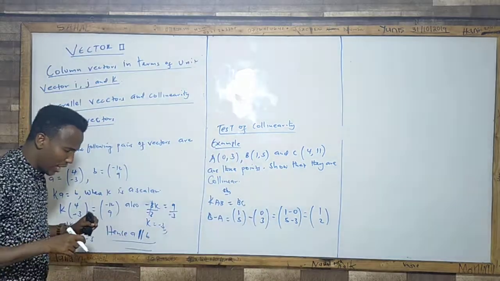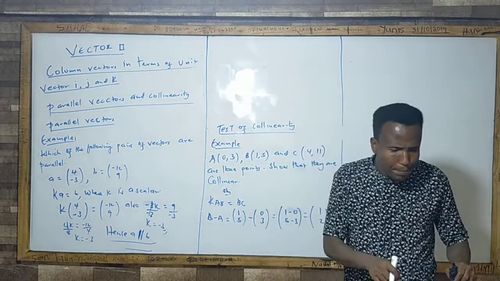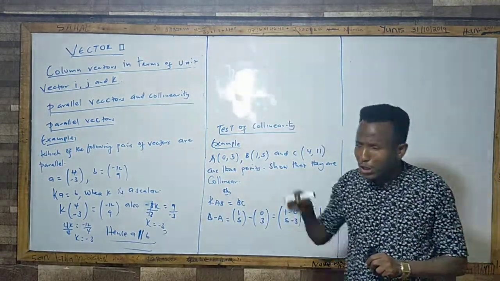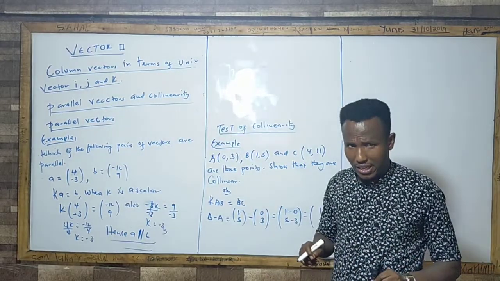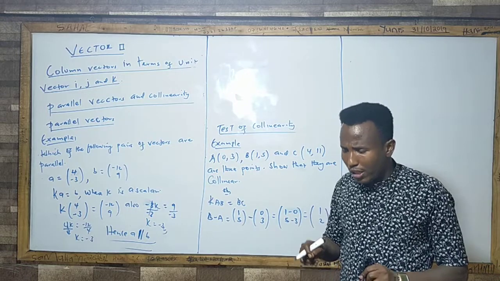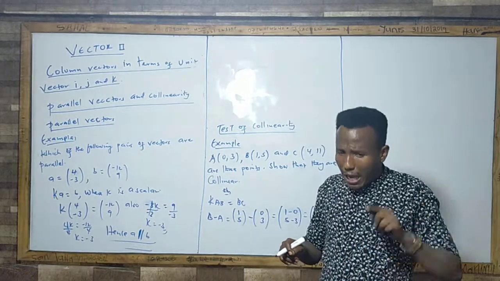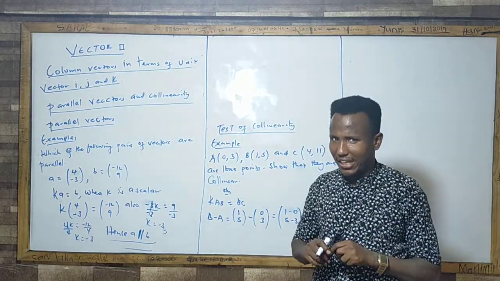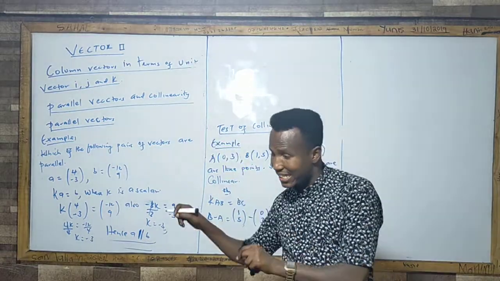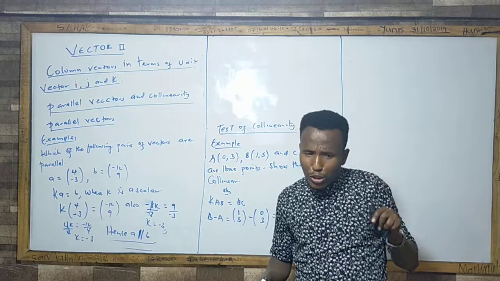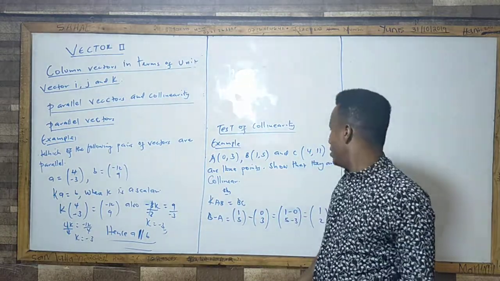If we have 3 points and we want to test for parallelity, and the points are A, B, C, get the difference between B and A, and also get the difference between C and B. Now, if the difference between B and A multiplied by a certain scalar gives you the difference between C and B, then the 3 vectors are parallel, my friends. Let's go.